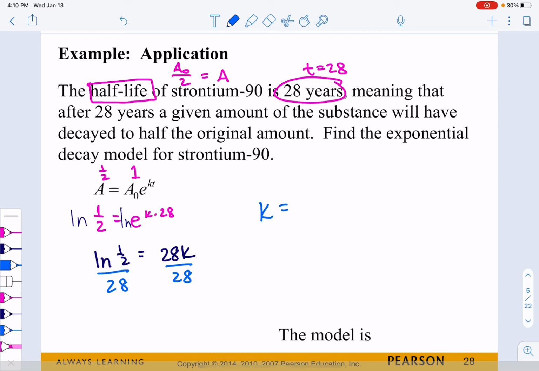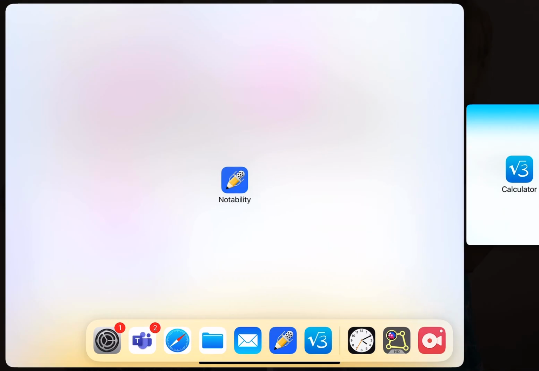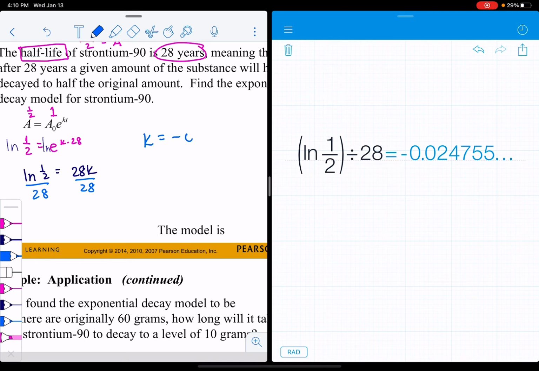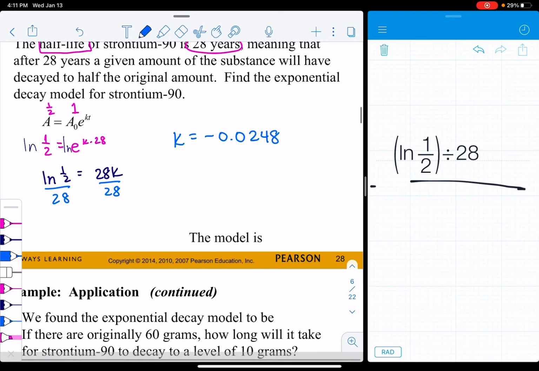So all I need to do is plug that into my handy dandy calculator. I know I should probably just keep it open, but it shrinks the screen down so much. All right, if I take the ln of 1/2 and I divide that by 28, I end up with a negative, which think about it, if we're decaying, what type of exponent should we have? We should have a negative, right? A negative 0.02475. Let's call it 0.0248. And if we were to go ahead and write out what that model is, maybe I can keep that just open there. You guys can still see okay, hopefully.